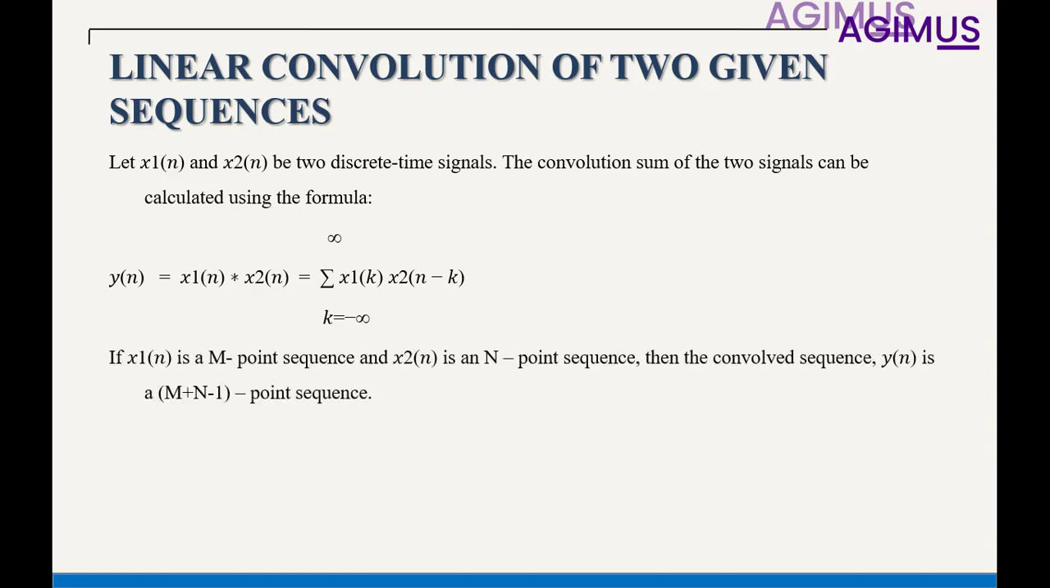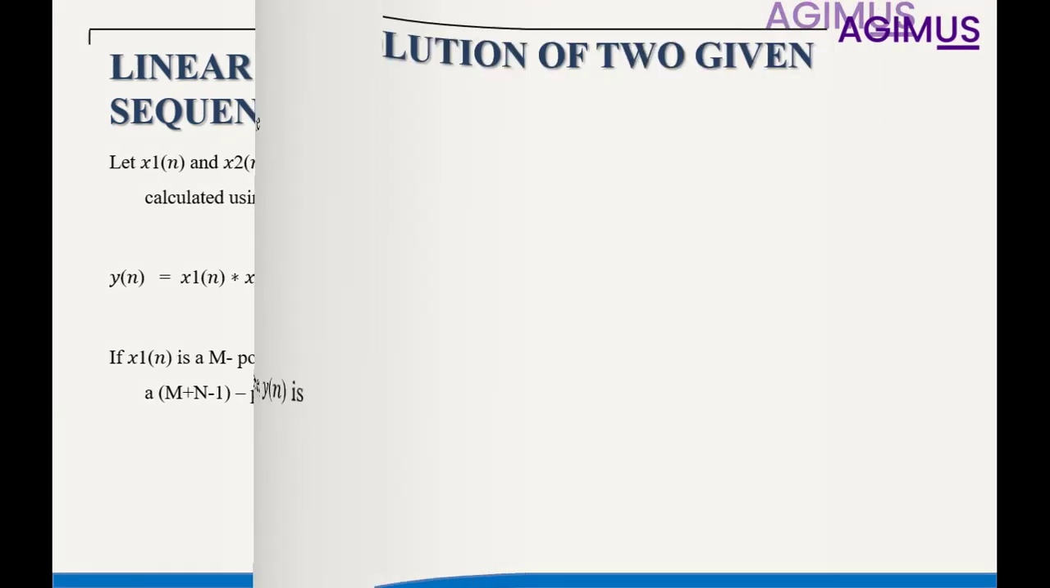Now if I assume that x1 of n is an m point sequence and x2 of n is an n point sequence, they can be convolved, and the output sequence y of n is an m plus n minus 1 point sequence.